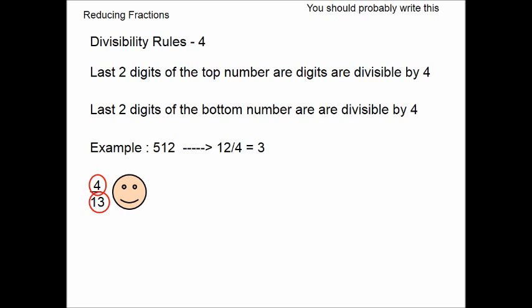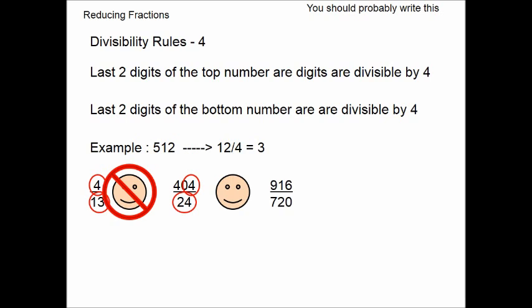So where's that little cross through them? Not going to happen, not divisible. Hopefully this will start making sense. 404. We take the last 2 numbers, 0 and 4. 0 plus 4 equals 4. 4 is divisible by 4. 24: 24 is divisible by 4. 4 times 6 is 24. So therefore that one's good.